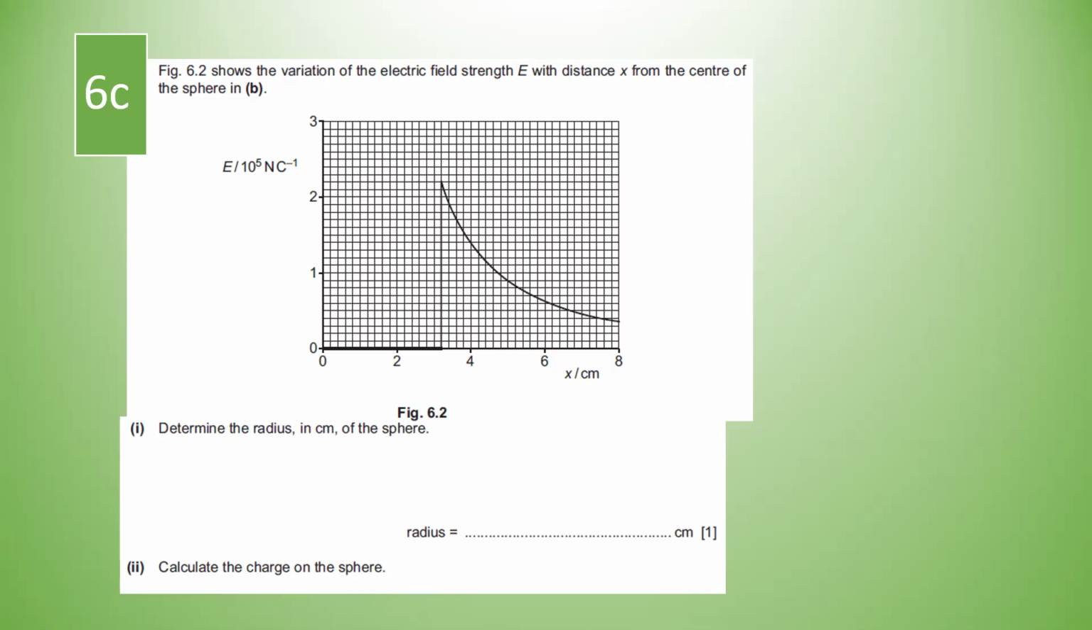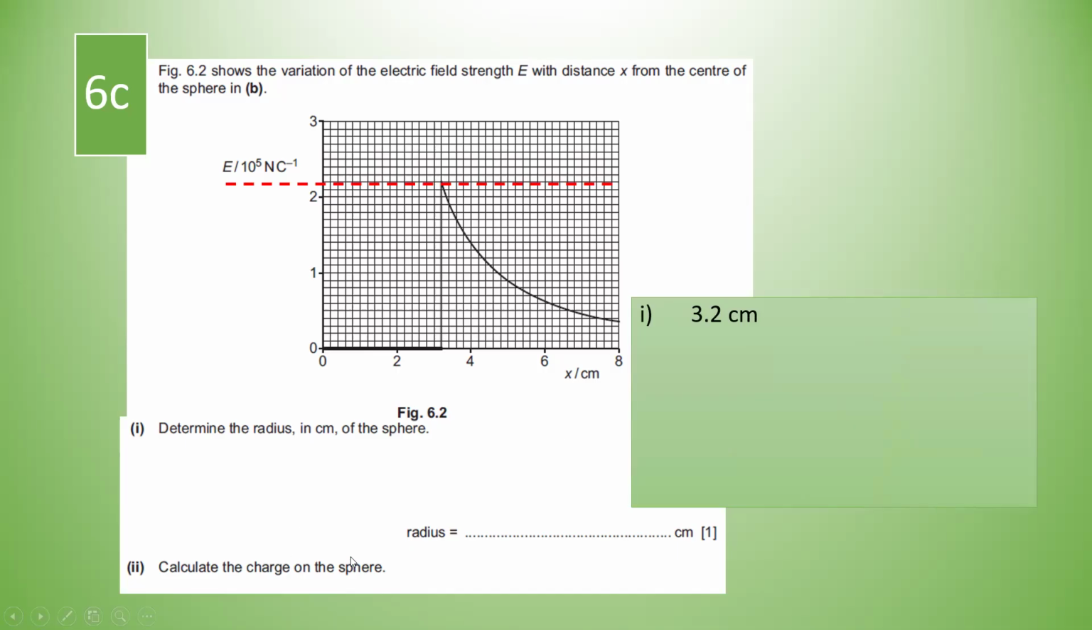How to determine the radius? What's the value? 3.2. Where the electric field strength inside the sphere is 0. So that's where you read the radius off that point there. 3.2 cm. Calculate the charge on the sphere.